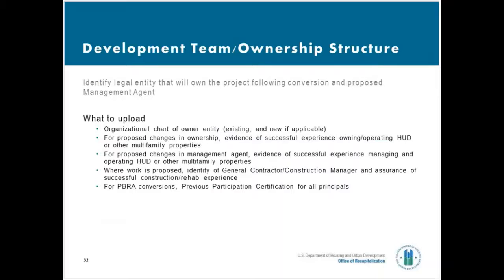So again, with this slide, we just want to make sure that the property that is being converted is going to continue being run by an experienced development team and or ownership structure. So we need for you to upload that documentation to the RAD resource desk. And for PBRA conversions, you'll need to complete the previous participation certification for all principals. So Tony, I'm going to take a pause and see if there are any questions.